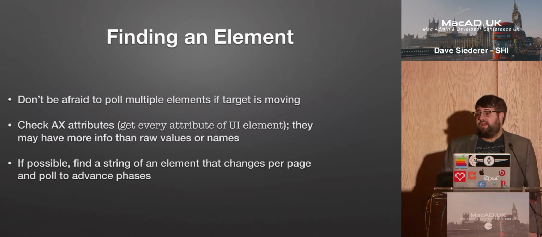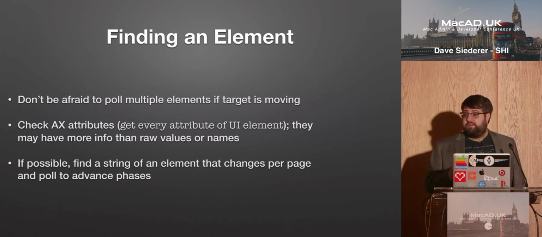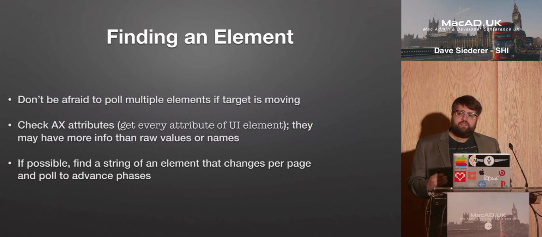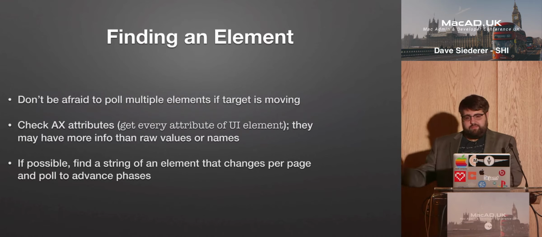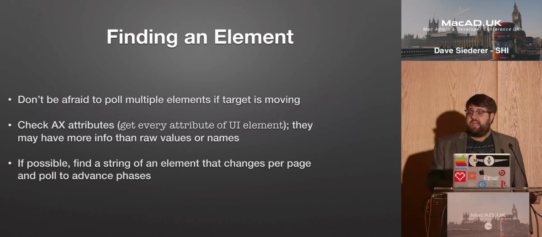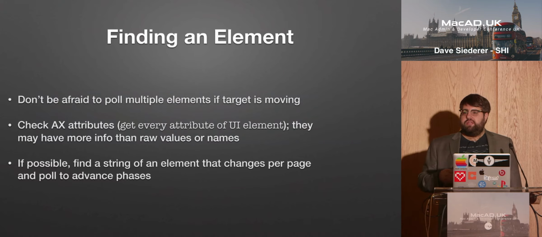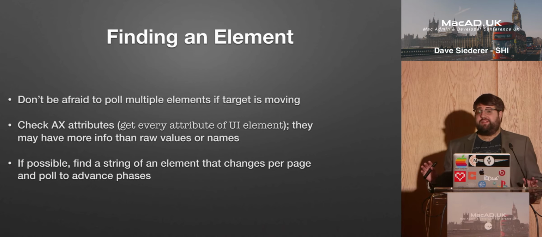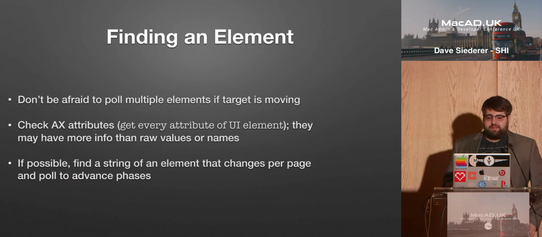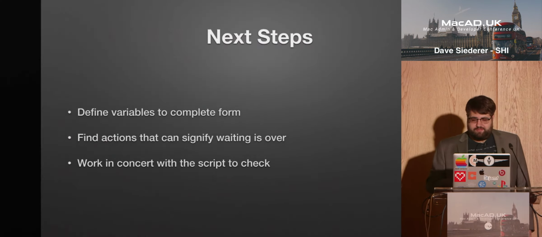AX attributes are also incredibly useful for this. If you wanted to look into that, you can take one of those UI elements and do get every attribute of that really long string, and you can find out not only if it has a name, the element itself, but values, a lot of statuses that you can use to make sure that you're in the right spot at the time. And if there's a string on an element that changes each page, that's the best thing in the world, because that basically means you can figure out when your script is falling down, what page you're on, and really get that as you want it.